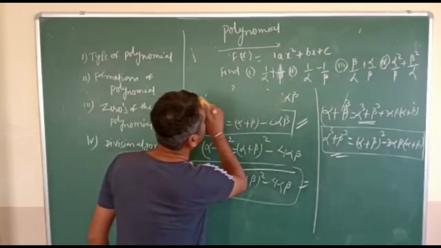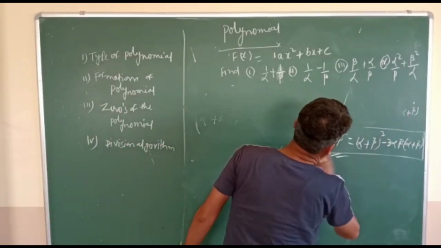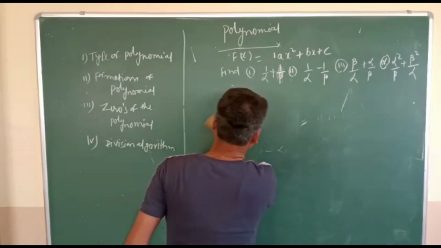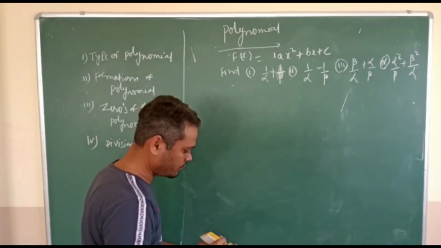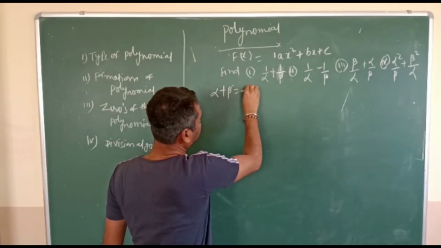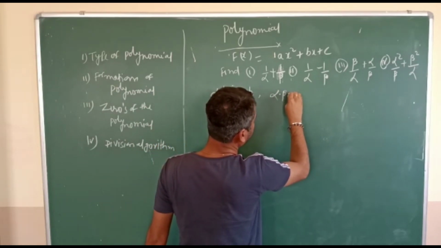Using these formulas we will solve. We'll start one by one. First thing first, which I discussed in the last video: alpha plus beta is minus b by a, and alpha into beta is c by a.